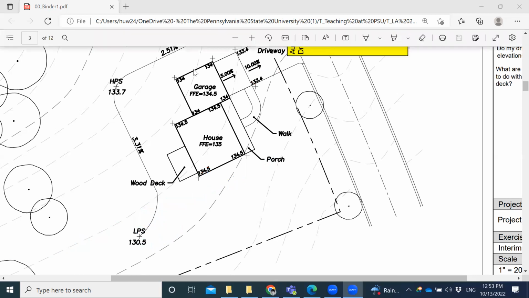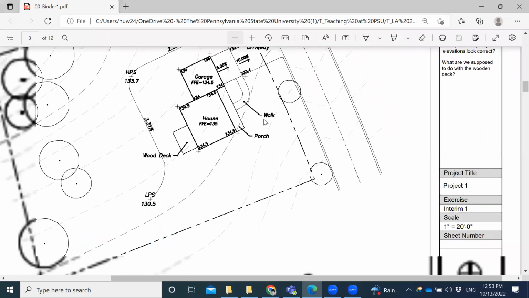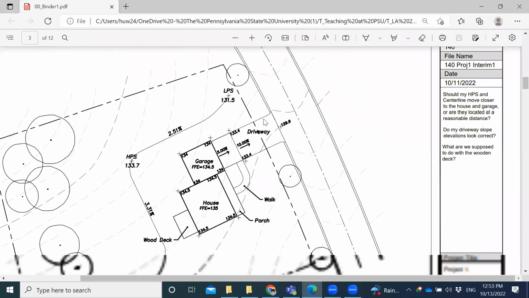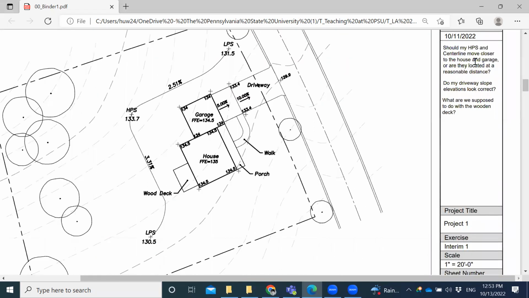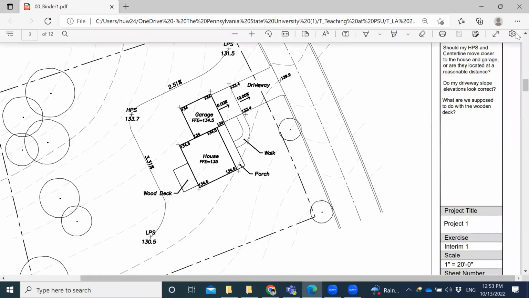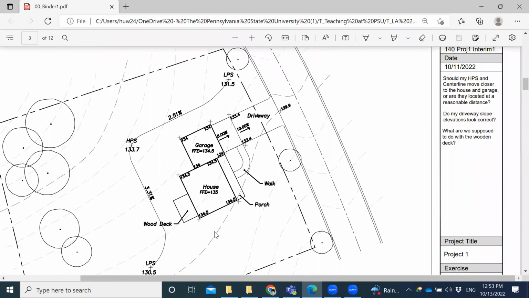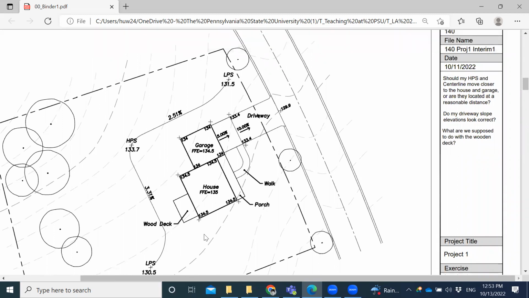Any other questions you have? Just going back to the wooden deck. It mentioned, I think, the center line had to be 15 feet away from the house and the garage. So should we just ignore the deck and do 15 feet from the house? The center line's kind of closer to the wooden deck. That's okay. Yes, your center line on this side is okay.